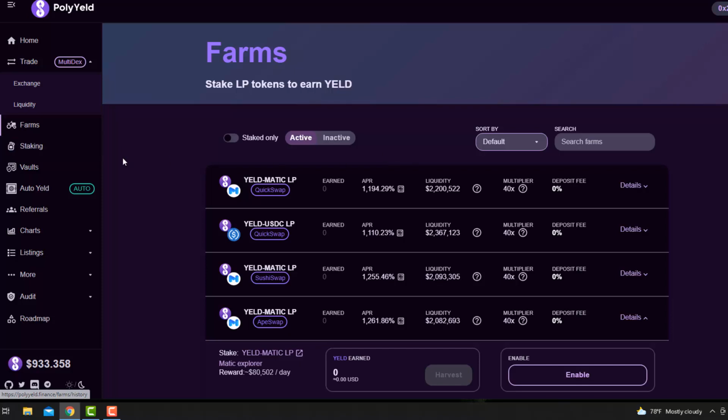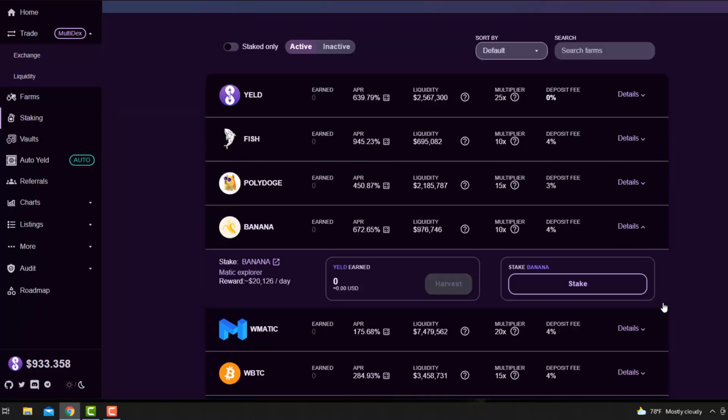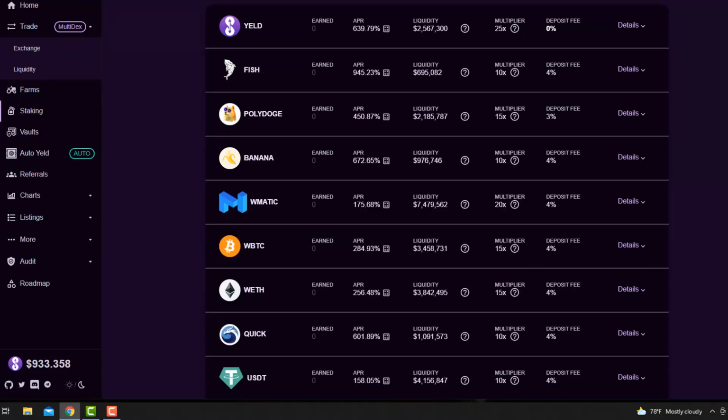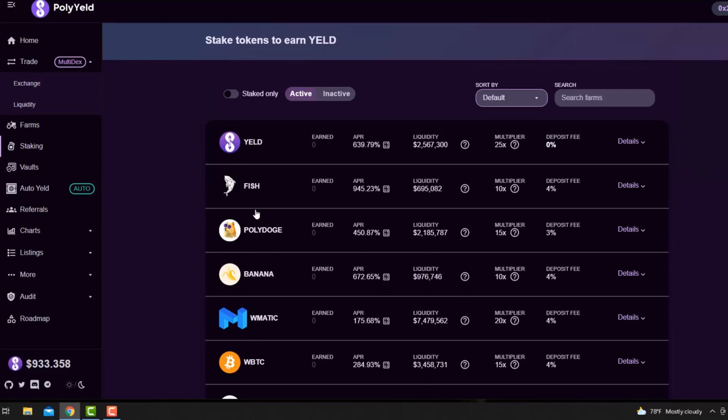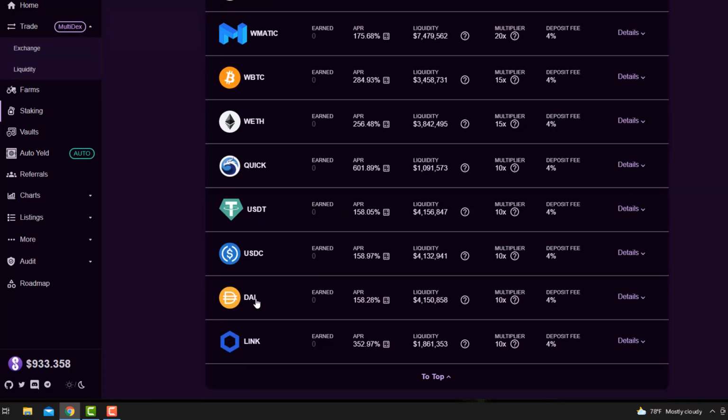I wouldn't recommend this. The staking pools are a little bit less risky. You're just staking the single token here.